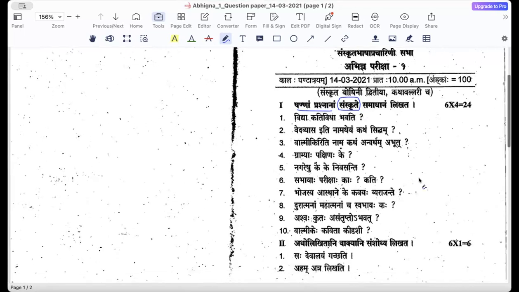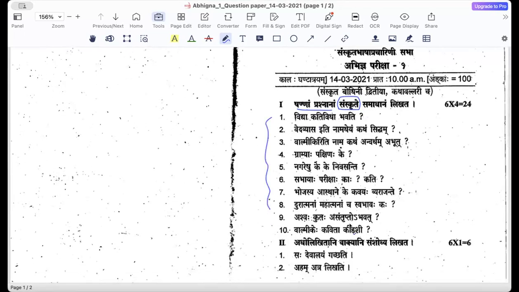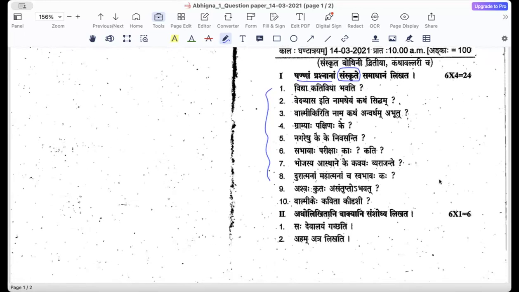You have 10 questions in this, and you can choose any 6. This will cover only the Bodhini section, plus the last Subhashitani.